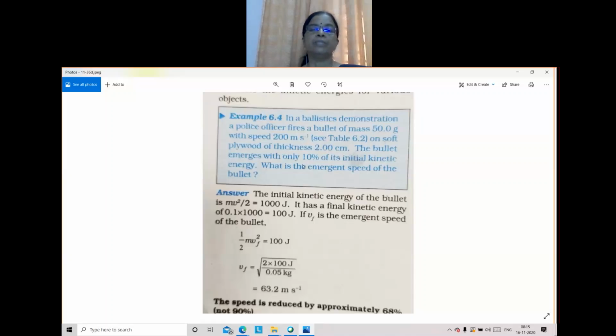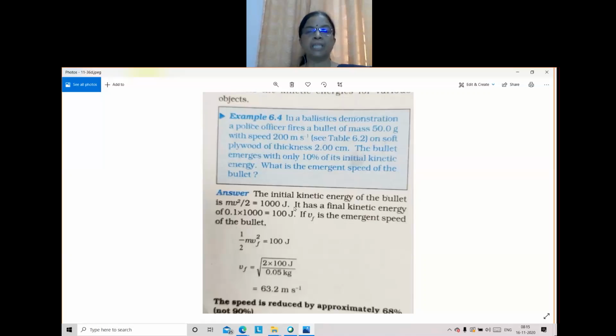The bullet emerges with 10% of its initial kinetic energy. So initially, what is the kinetic energy? Mass is given, velocity is given. So you can find the initial kinetic energy, half mv square. Half mv square equals half into 50 into 10 raised to minus 3 into v square, where v square is 200 square. When you calculate, you will get the answer 1000 joule. So the initial kinetic energy of the bullet is 1000 joule.